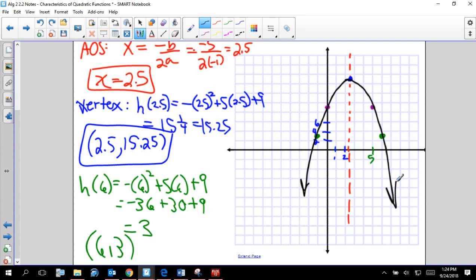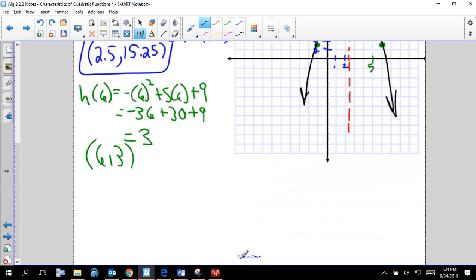Now we have to also talk about the max or min. So we look at this picture. Is there a maximum value or a minimum value? What is this going to be, a maximum or a minimum? That's going to be a maximum value. So we have a max value. And it's just the y part, so 15 and a fourth, or 15.25. It's our max value. Domain.